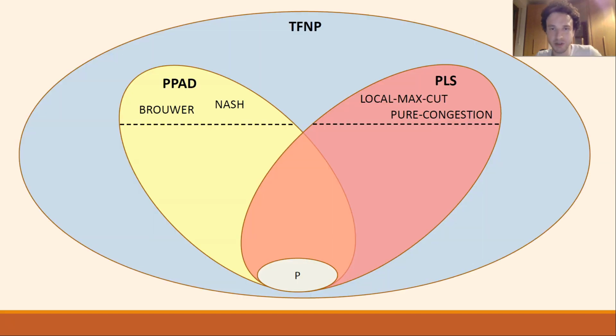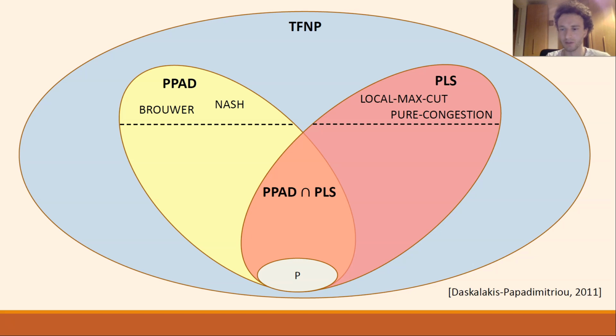Let's go back to a picture, zoomed in into PPAD and PLS. So what Daskalakis and Papadimitriou noticed around 10 years ago is that there are a lot of interesting natural problems that lie both in PPAD and in PLS. In other words, they lie in this intersection. And let me give some examples.